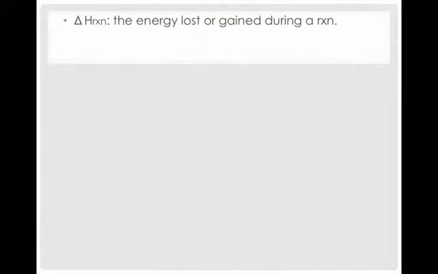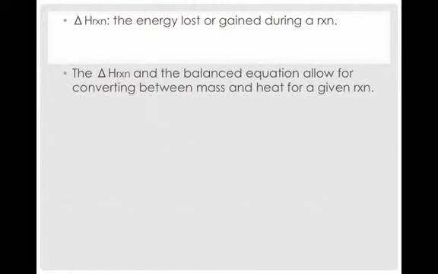two lessons. So let's start off with the delta H of a reaction, just a quick review, that it is the energy lost or gained during a reaction. And we're going to use the concept that the delta H of a reaction and the balanced equation allow for converting between mass and heat for a given reaction.